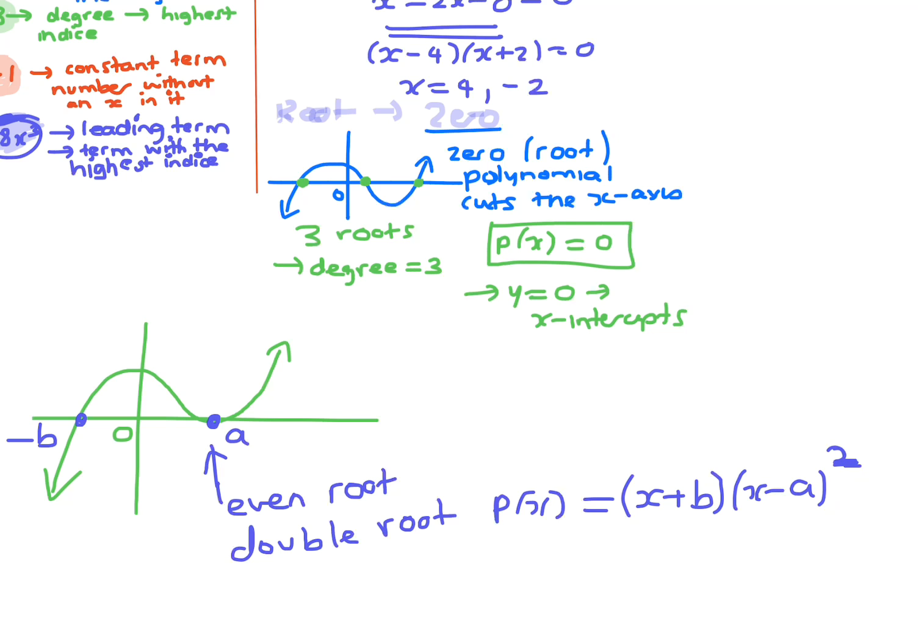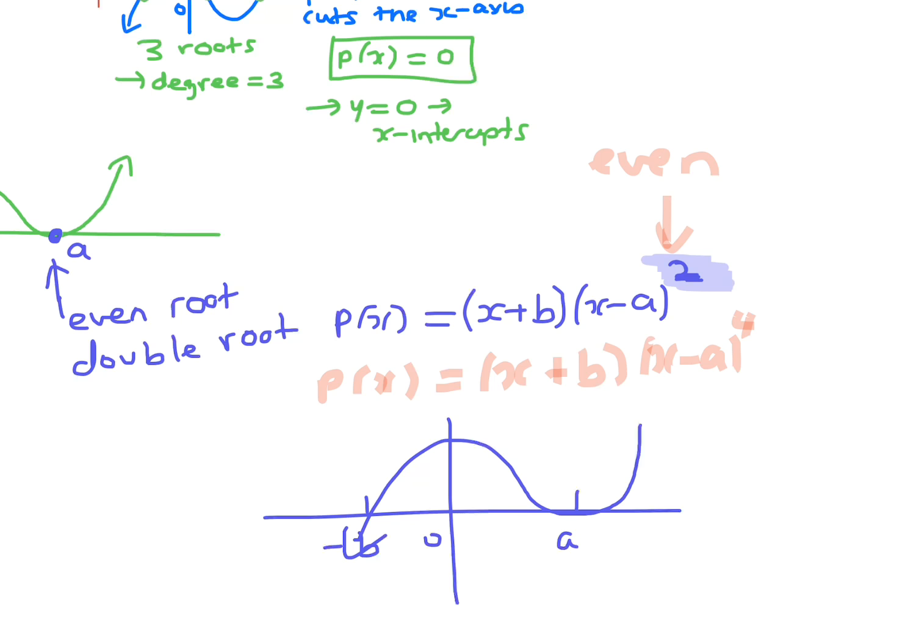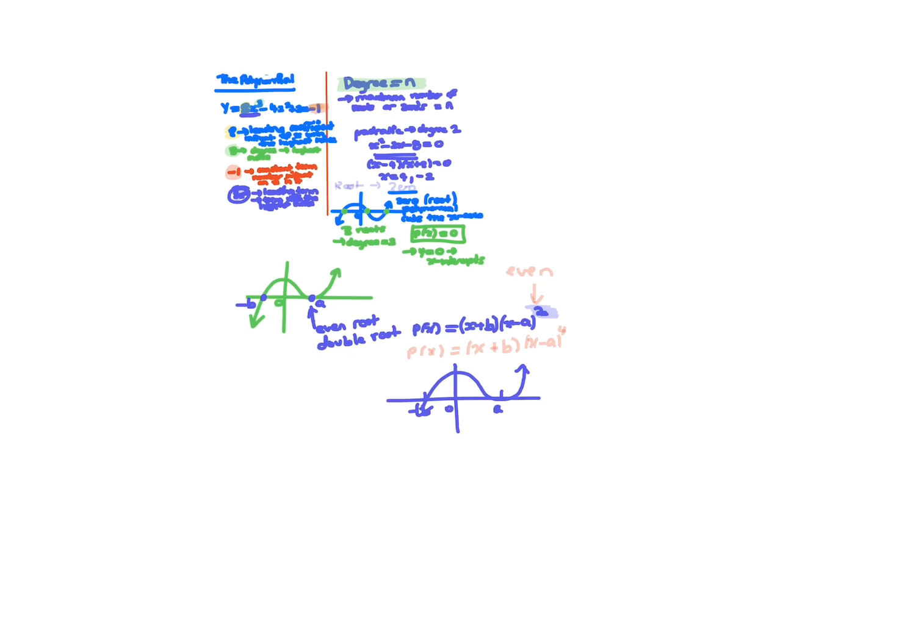But in actual fact, if you had a 4 there or a 6 there, or anything that's even, the even ones, when it has an even power, like that, this one here, so if it has an even power, basically all the even powers, even if it was p of x equals x plus b, x minus a, and you had to the power of 4, even if you had that, it would still hit it like that. Okay, now that's when it has a root that is even.